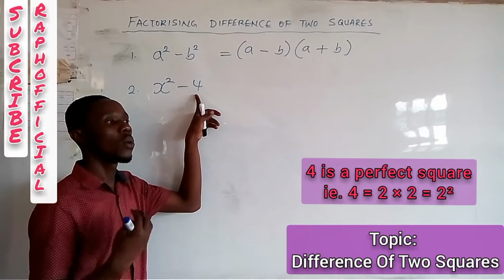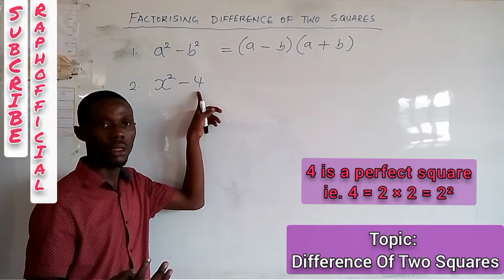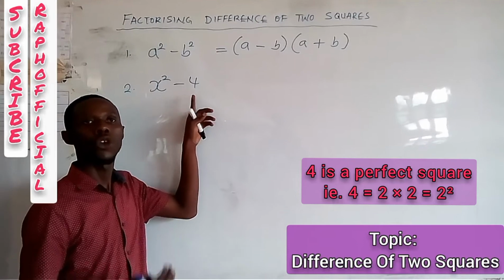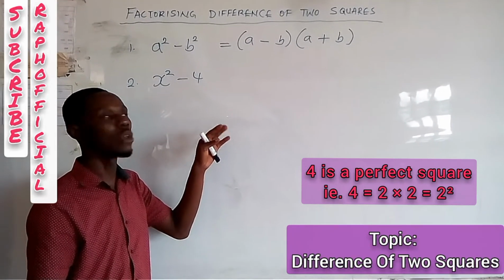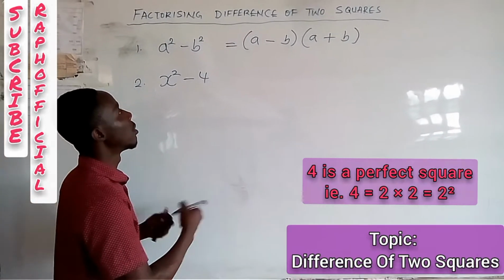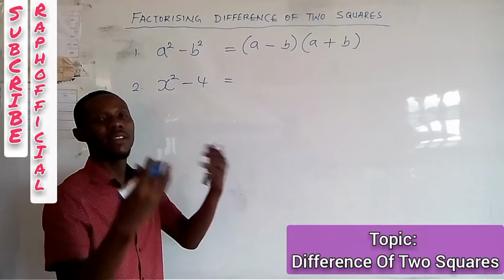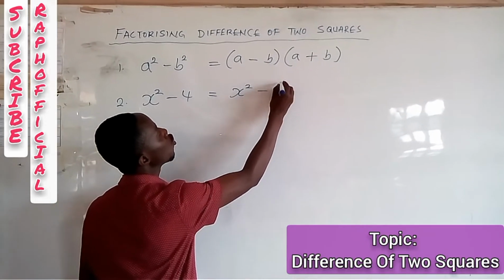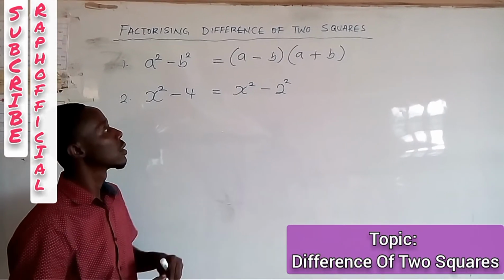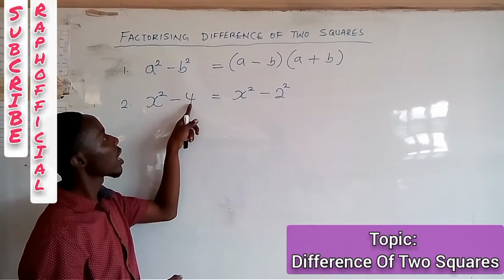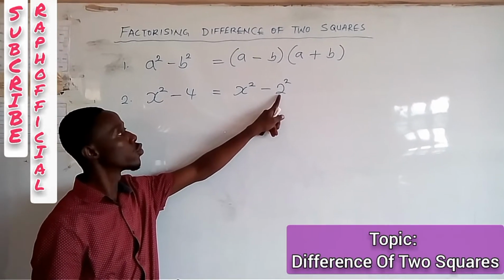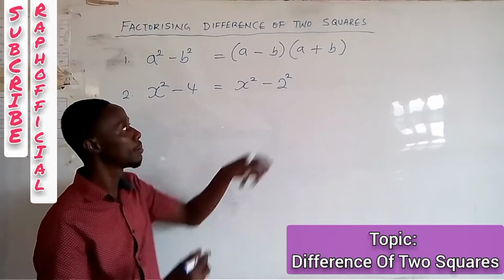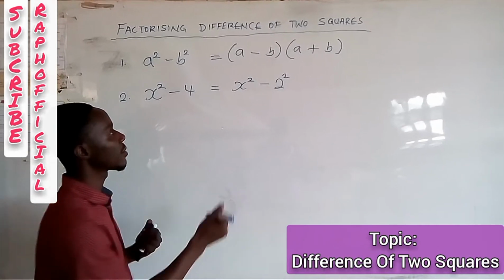You check whether 4 is a perfect square. Checking that 4 is a perfect square. Yes, it is a perfect square. 2 times 2 will give me what? 4. That means I can write this as x squared minus 2 squared. This is the x squared, and the 4 is the same as 2 exponent 2, since it is what? A perfect square.